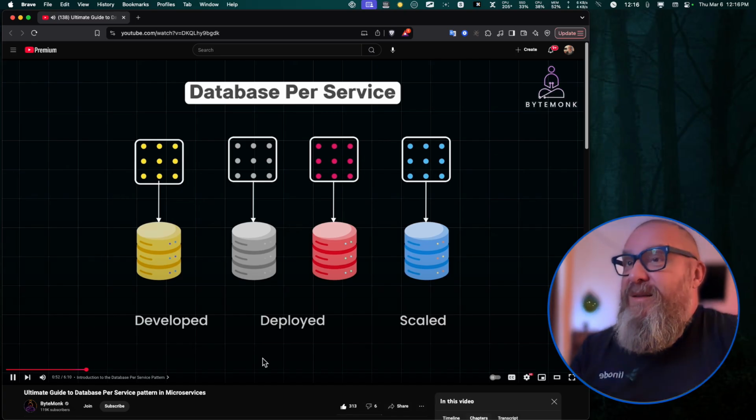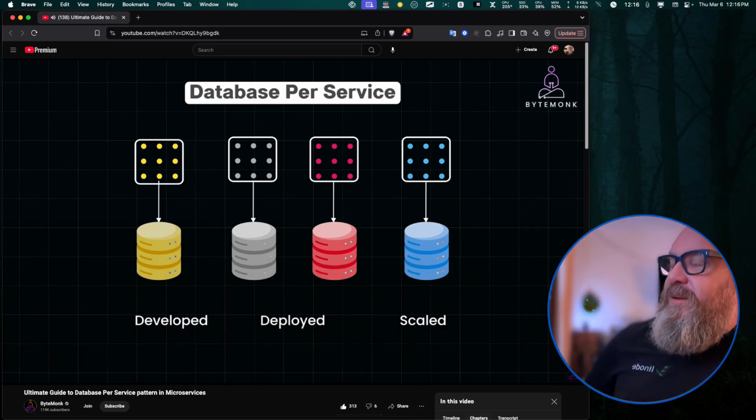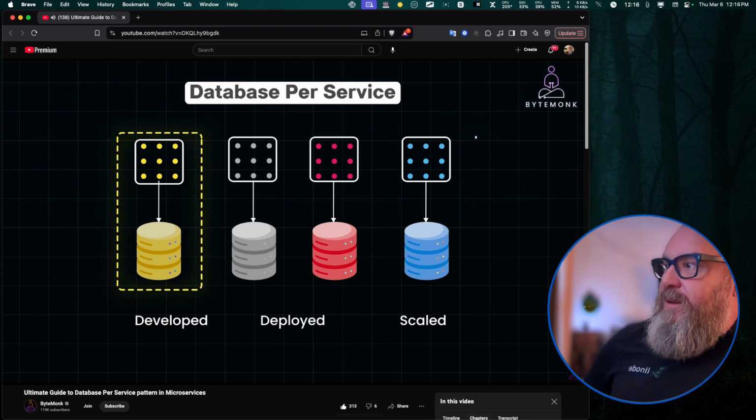Without having to coordinate with other services over data. By adopting this pattern, we eliminate the risk of changes in one service affecting others.